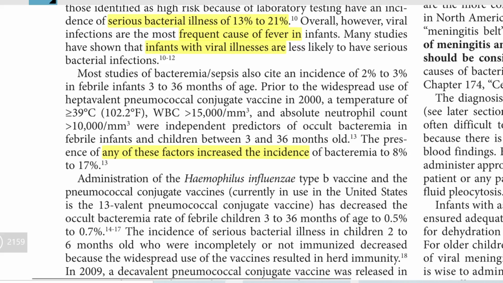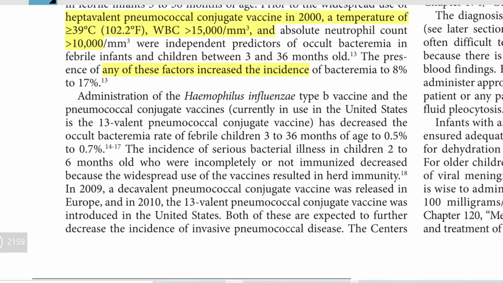So what we must remember is that patients with a temperature more than 39 degrees, a WBC count raised more than 15,000, and a neutrophil count more than 10,000 were independent predictors of occult bacteremia in febrile infants. The presence of any of these factors increases the incidence of bacteremia to 8 to 12%.